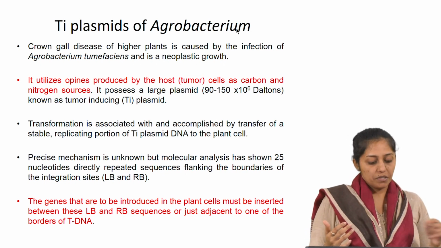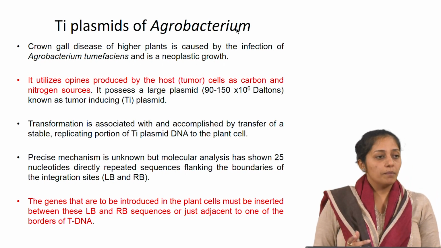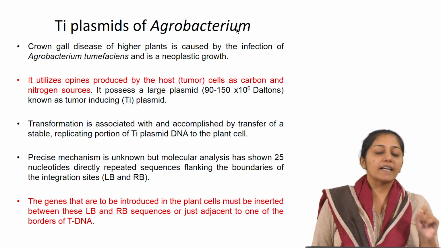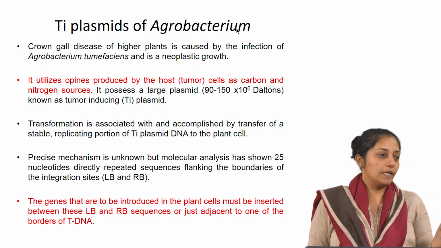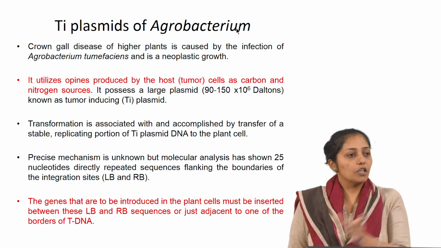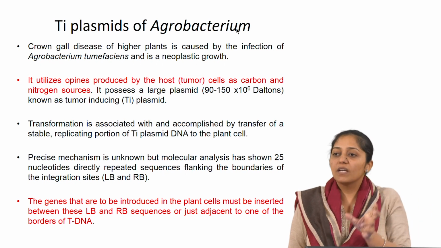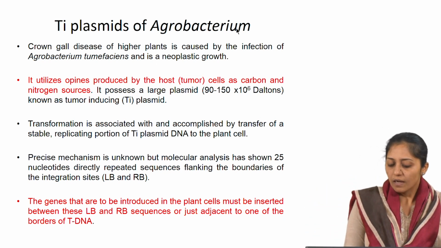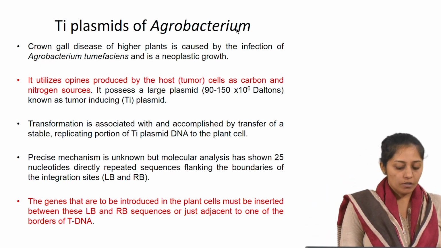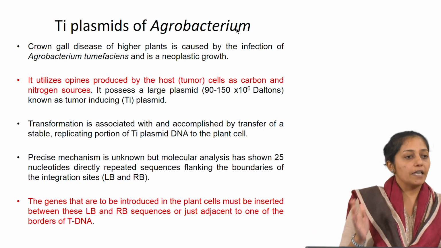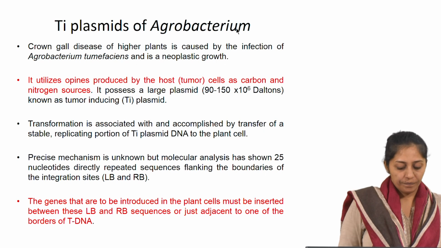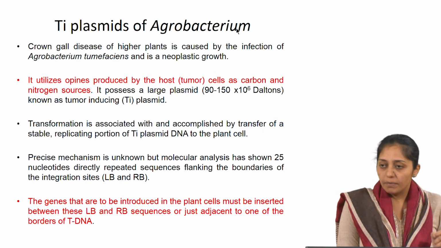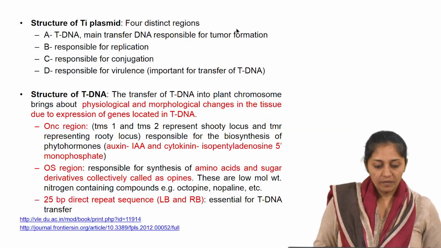We will see how it happens. The precise mechanism is unknown, but molecular analysis has shown that 25 nucleotides are called direct repeats. Direct repeats means some base pairs which after a gap are continuously found to be present more than one time. They are repeated sequences flanking the boundaries of the integration sites, the left and the right border. It reads from the right to the left. The genes that are to be introduced in the plant cells must be inserted between the left and the right border.